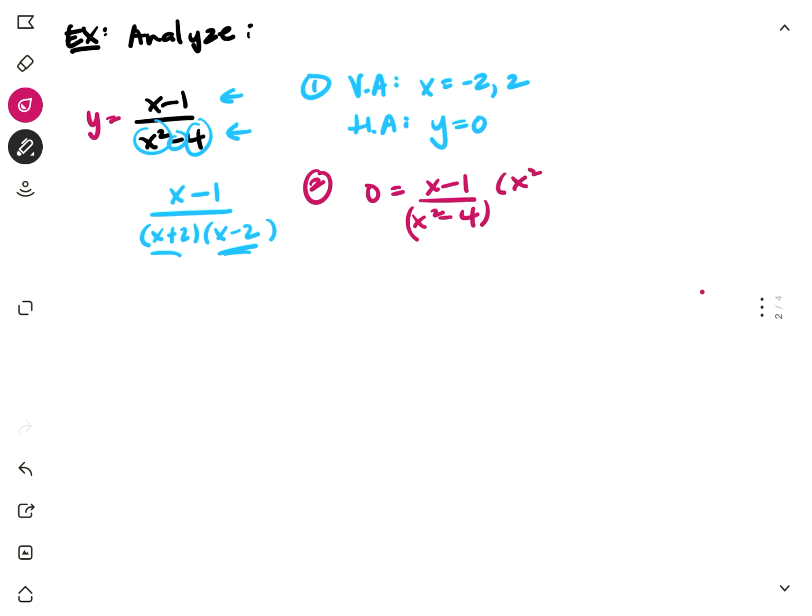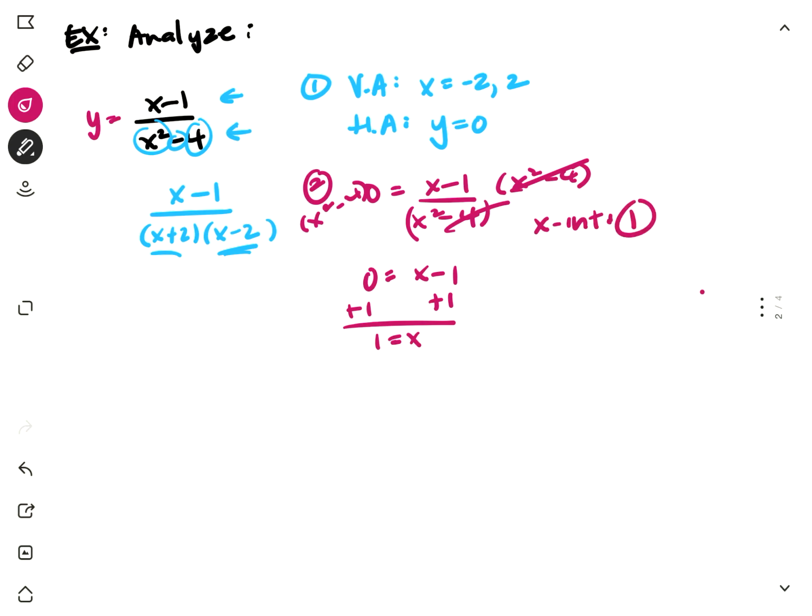So x squared minus 4, x squared minus 4, I didn't leave enough room. But this cancels, that's the whole reason we did that, to get x minus 1 by itself. But 0 times this whole thing is also still 0. So it reinforces the fact that if we have a rational function and it's equal to 0, we just have to worry about the numerator. What makes the numerator 0? That's going to be 1. So we have a 0, or our x-intercept, at 1.